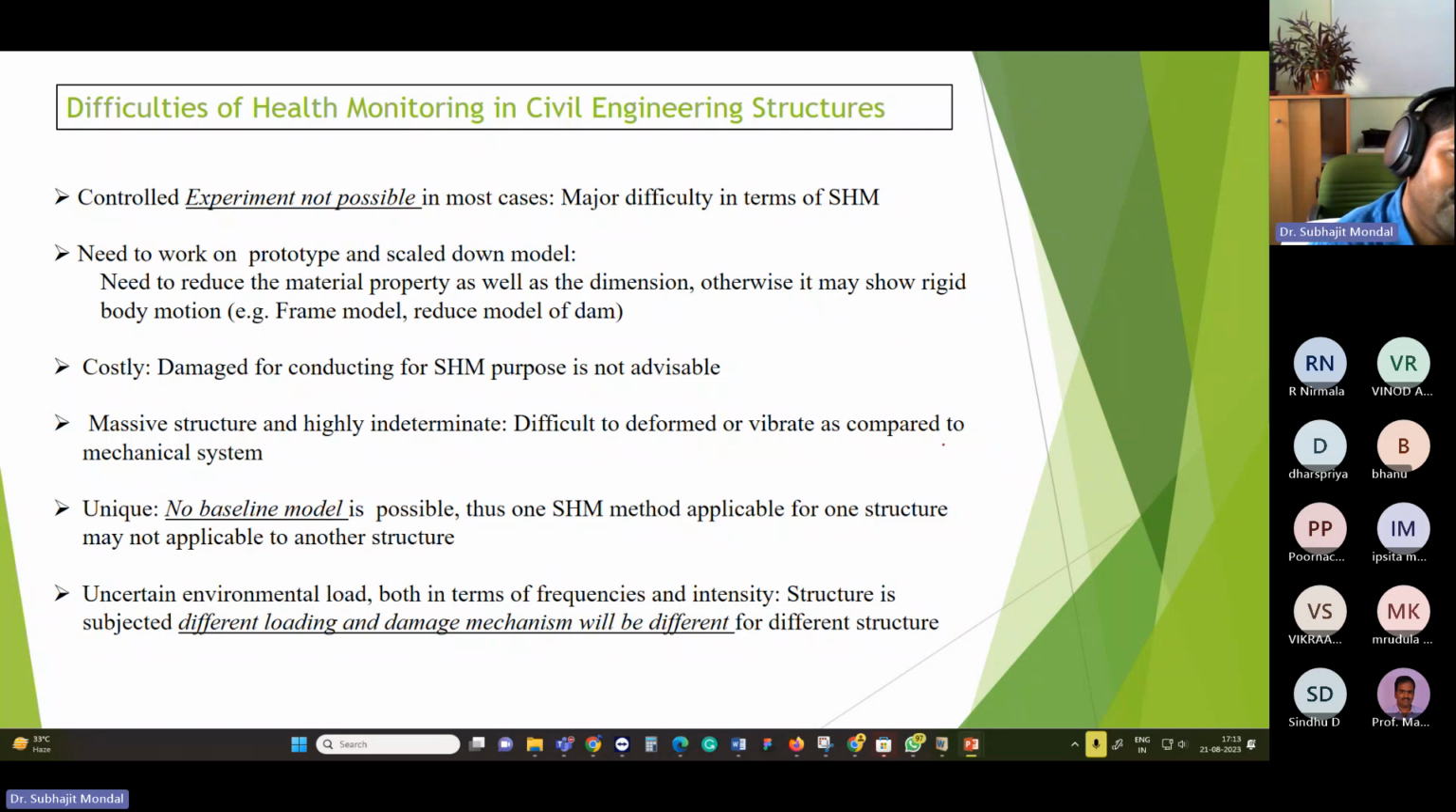Now what we need to do? If our structure is unique in nature, then you basically have to go for modeling of all the structures. You cannot have a similar pattern for all the structures. You can have a pattern for one building, but that pattern may not match with another building.